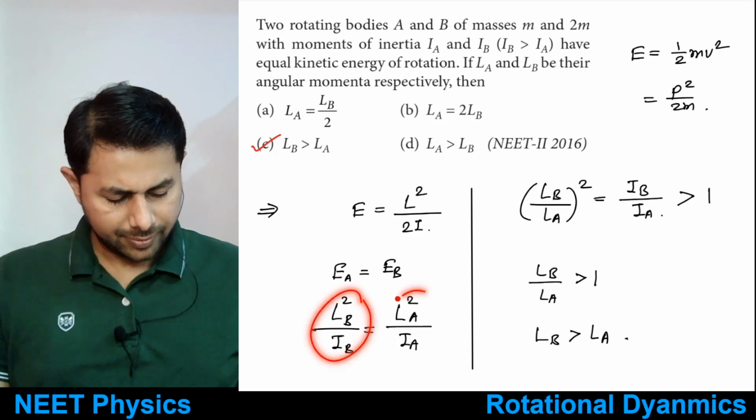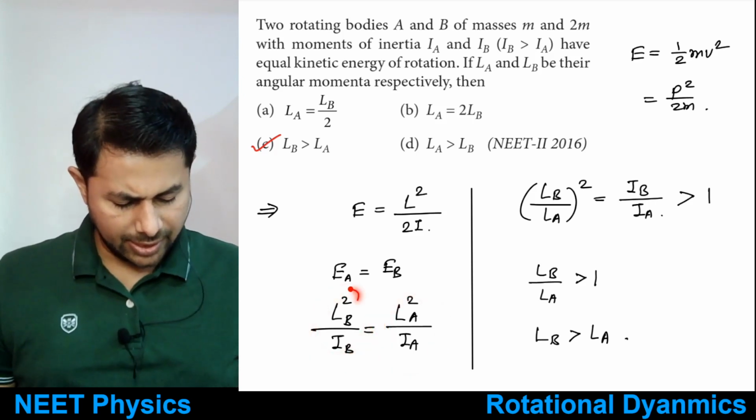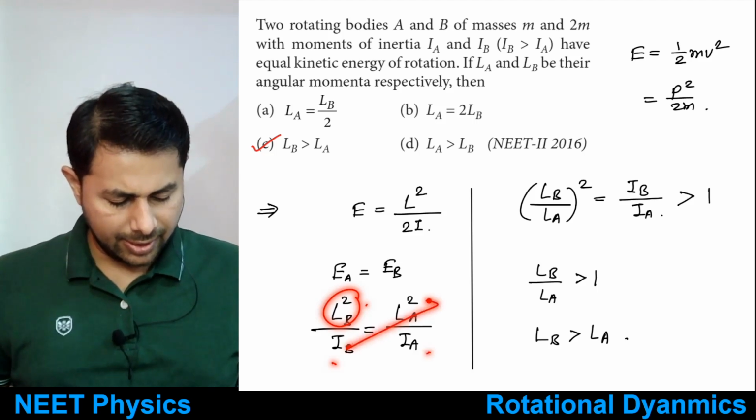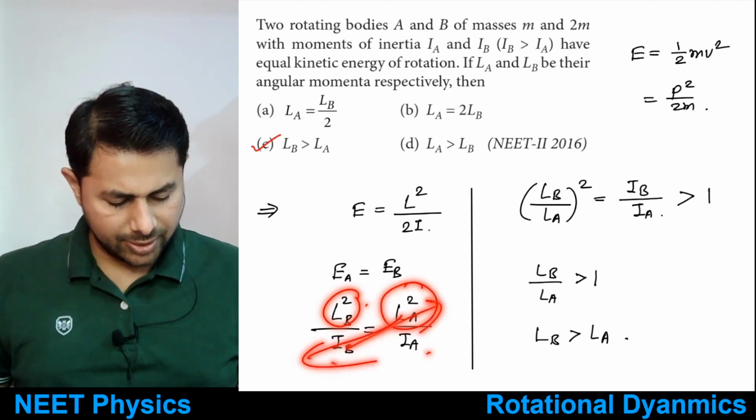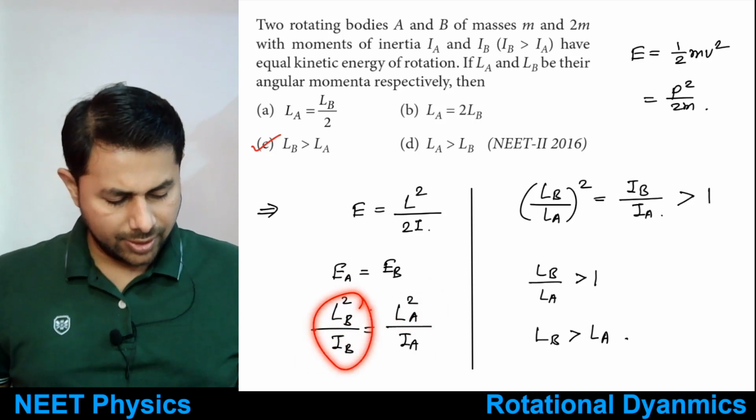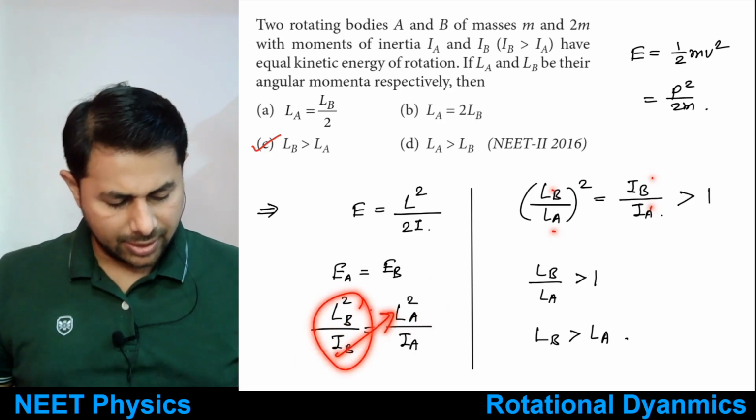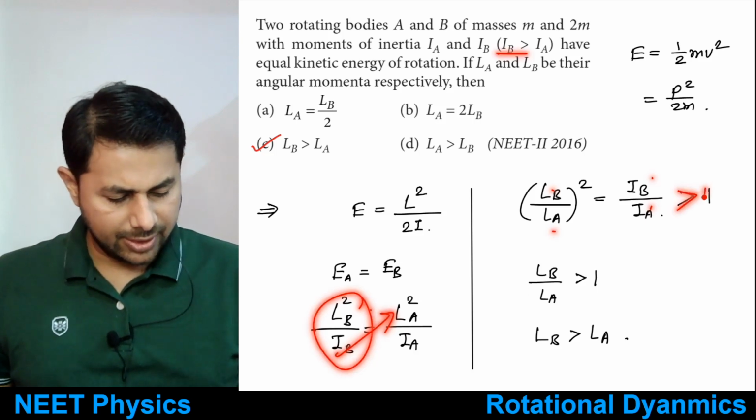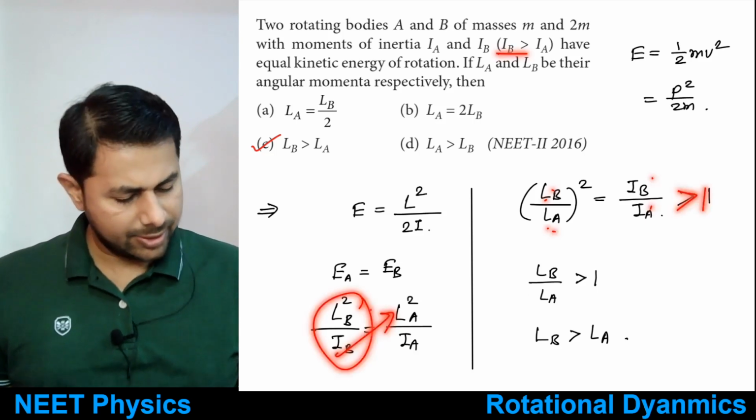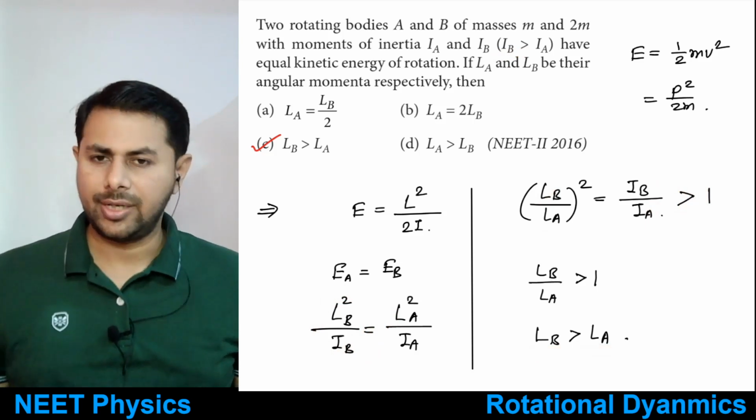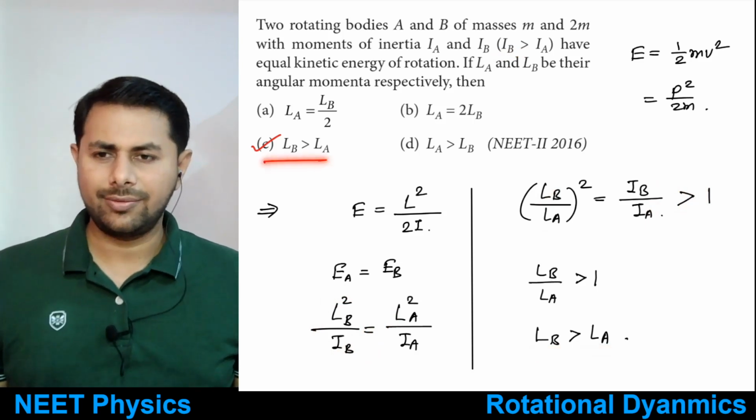Okay, so let me just check once. LB square by IB is equal to LA square by IA. I will move this thing on this side, this thing on this side. So this thing, LB by LA square, is equal to IB by IA. That's correct. And IB is greater than IA means that is greater than 1. So LB by LA square is greater than 1 and therefore LB is greater than LA. No problem. Right? Okay, is this clear, everyone?